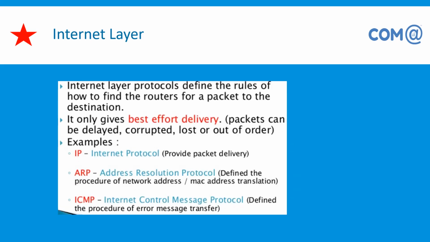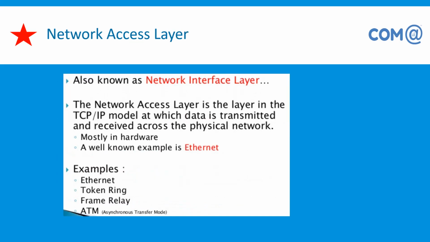Internet layer: here we use Internet Protocol, ARP protocol, and ICMP protocol. This defines the rules of how to find the routes for a packet to the destination, like the source and destination connection, and how we track it in the network. Network access layer: the examples are Ethernet, token ring, frame relay, and ATM. This is the network access layer in the TCP/IP model, and it helps to transport the data from one system to another system.